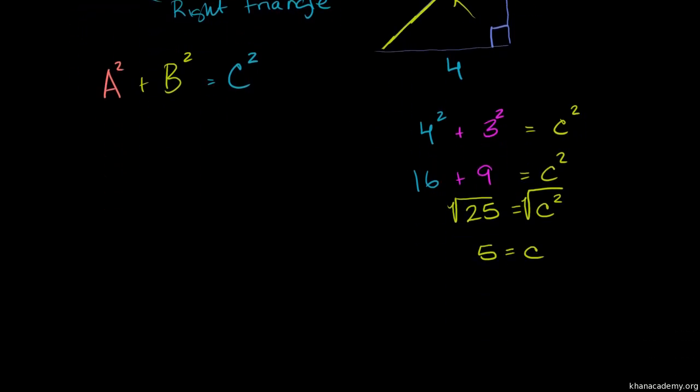So let's do another one right over here. Let's say our triangle looks like this, and that is our right angle. Let's say that this side over here has length 12, and let's say that this side over here has length 6, and we want to figure out this length right over there.